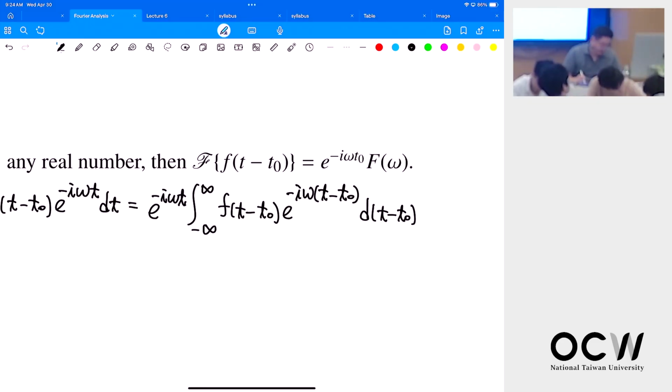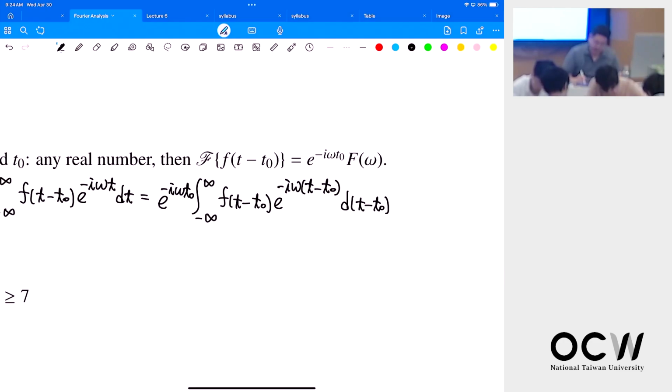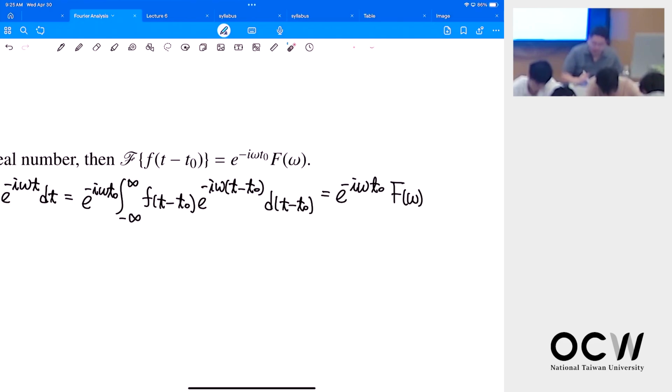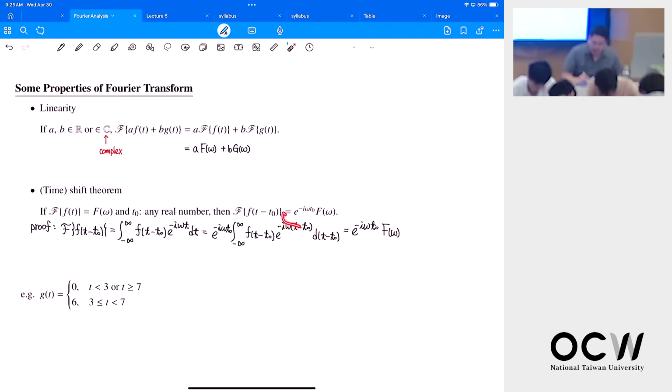What is this? The Fourier transform. You can think about this as t. So this is e to the minus i omega t naught times the Fourier transform of your original function. Maybe next semester or next year when you take signals and systems, you will learn again that if I have a time shift, in the frequency domain I just have a phase difference, but the magnitude is the same.